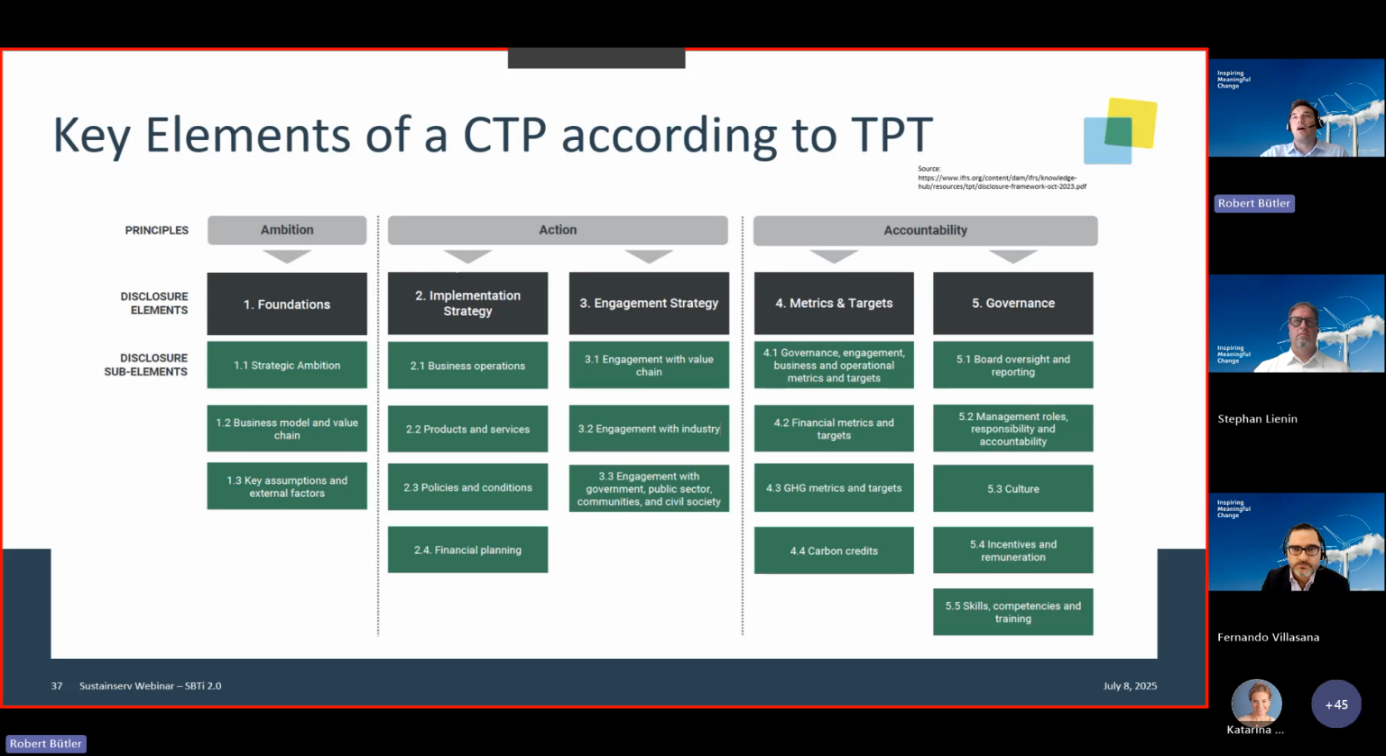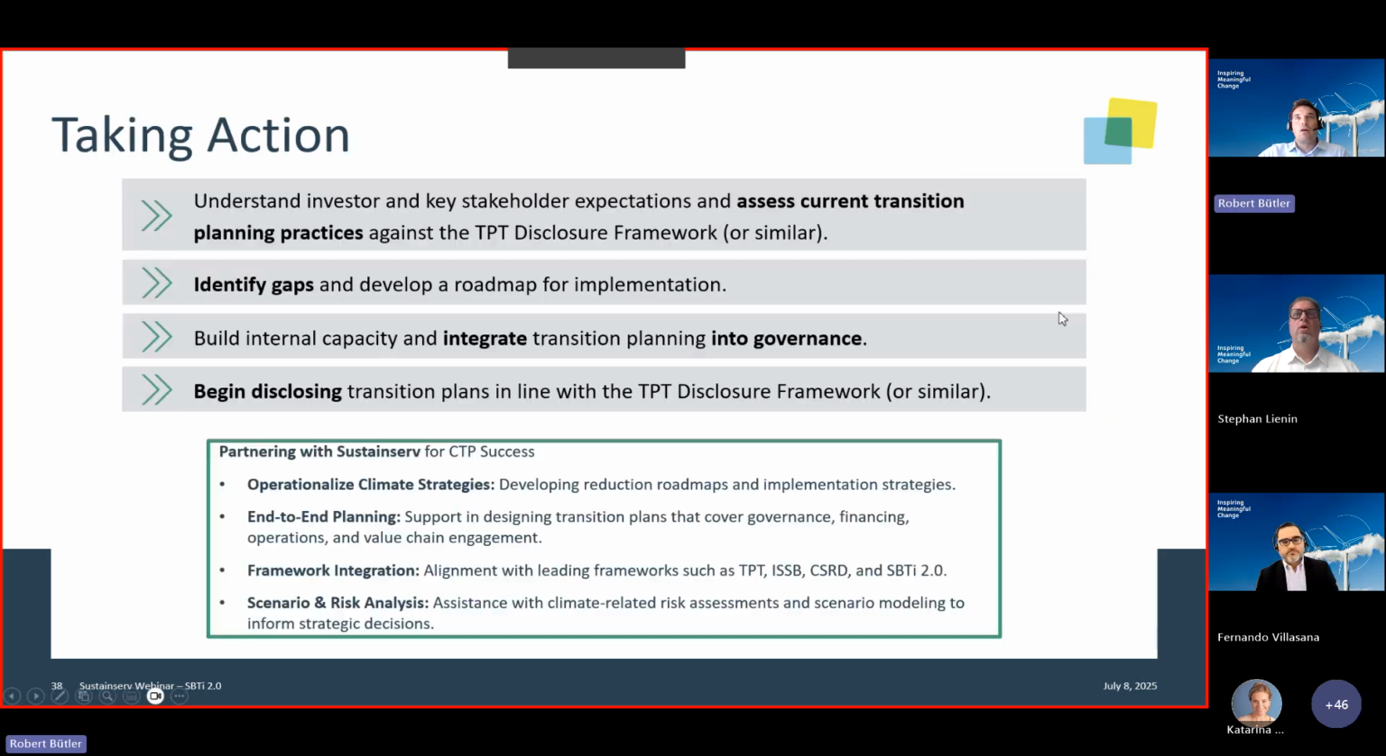And last but not least, governance, so board level oversight and accountability for the climate transition plan, also executive management responsibility for developing and implementing the transition plan, and last mentioned, executive incentives linked to these climate performance indicators down here. So again, bring it back to the key elements of taking action.